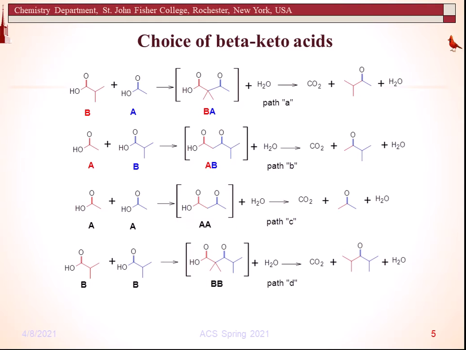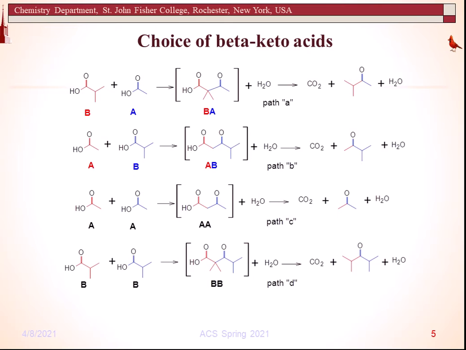This makes 4 choices of beta-keto acids shown in square brackets, abbreviated by the 2 letters code BA, AB, AA, and BB. The first letter stands for the acid that was enolized, and the second letter for the acid that is the source of the beta-carbonyl group. During the decarboxylation step, the acid which was enolized is losing CO2. This has been verified in a number of isotopically labeled studies.